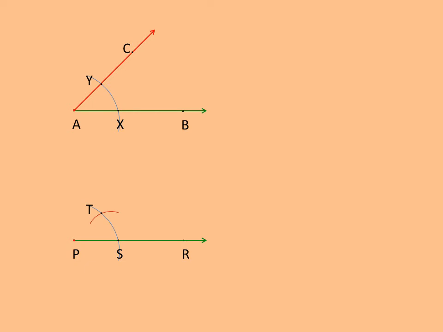Now we got two points, point P and T. We can draw a ray from point P passing through T. Got it? So we got the angle TPR. Let us check whether this angle is equal to or congruent to the given angle or not. Yes, the same angle is going and overlapping that. So it is proved that the angle which we have drawn is congruent to the given angle.